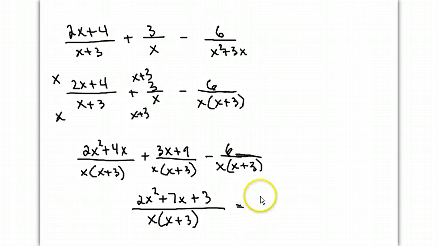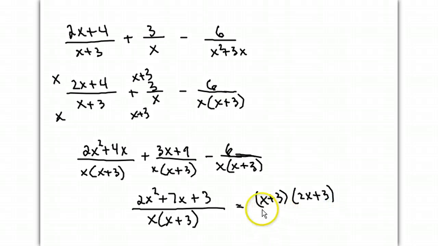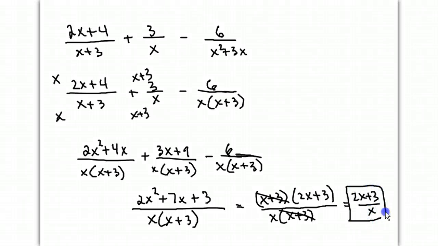And by rules of factoring, the 2x squared plus 7x plus 3 factors into x plus 3 times 2x plus 3. And factoring is on another video you can watch. So that's divided by x times x plus 3. So what happens is that the x plus 3's cancel, and the result is 2x plus 3 divided by x.